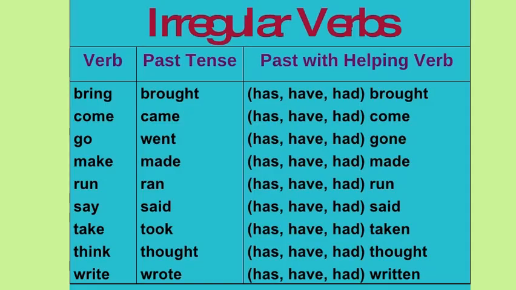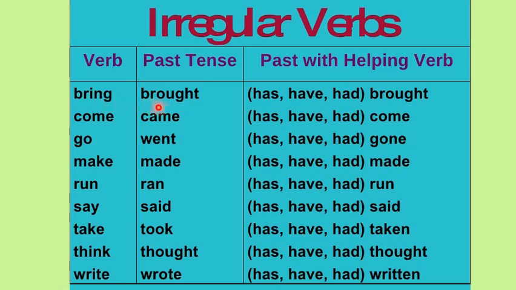Let's review some irregular verbs. Verbs have three forms: present form, past form, and past participle form. The past participle form is usually used with the helping verb has, have, or had, and it changes its form. Sometimes it remains the same as the past tense. Let's see some examples here.